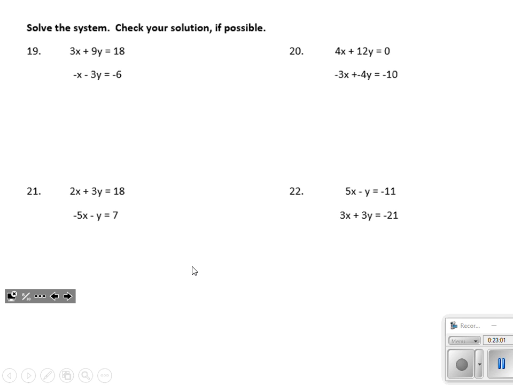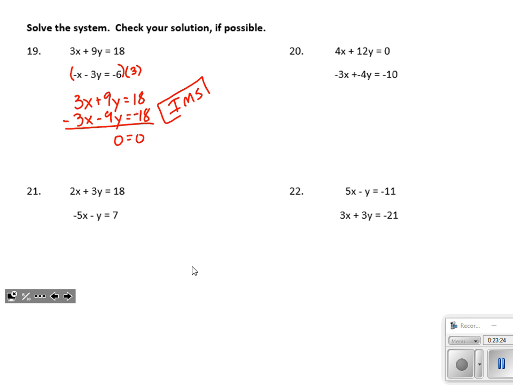But here, let's take a look at what we can do to solve this. If I'm trying to eliminate the x's in the first one, I need to adjust that bottom equation by 3. Top equation did not change. My bottom equation becomes negative 3x minus 9y equals negative 18. And if I combine those together, I get 0 equals 0. That system has infinitely many solutions.